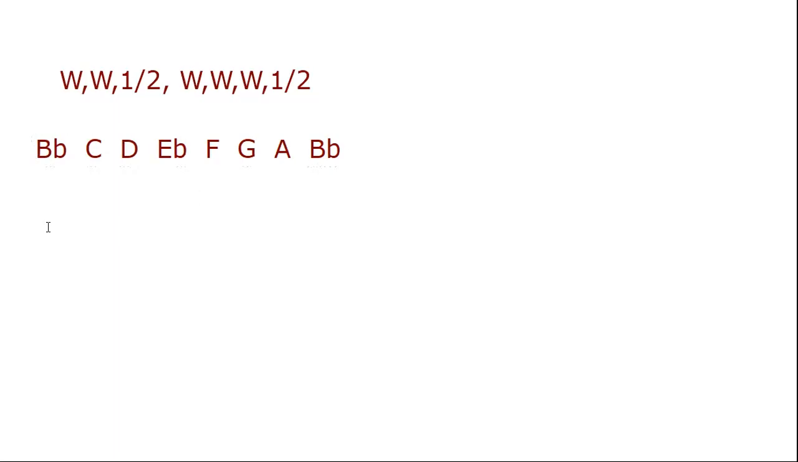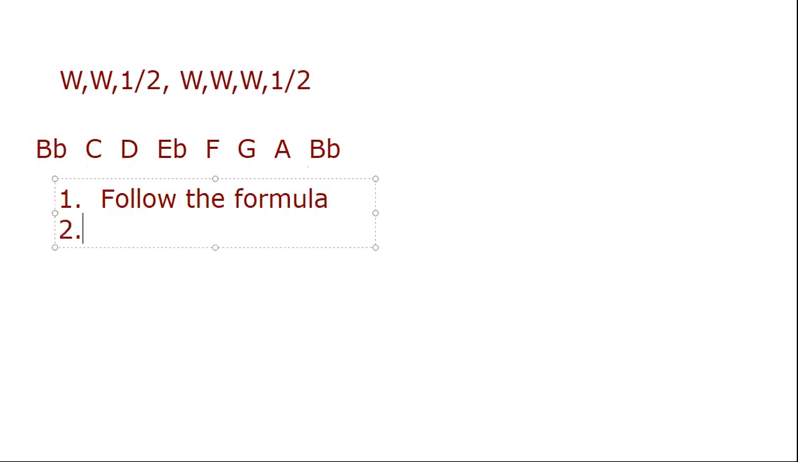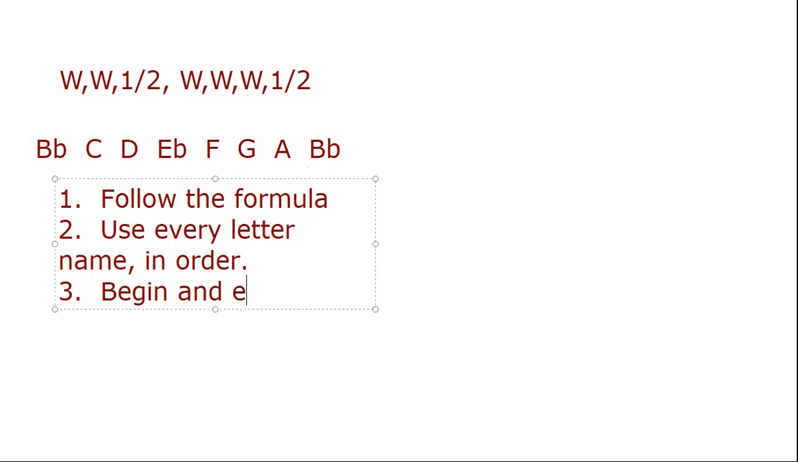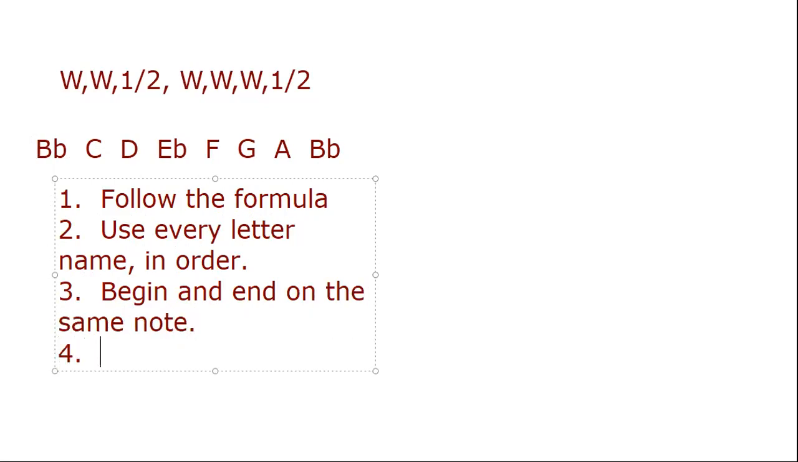So what are the rules for a scale? One, follow the formula. Two, use every letter name in order. Three, begin and end on the same note. And four, can't have sharps and flats in the same scale.